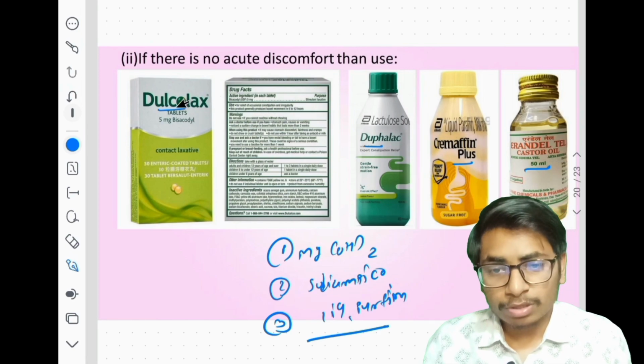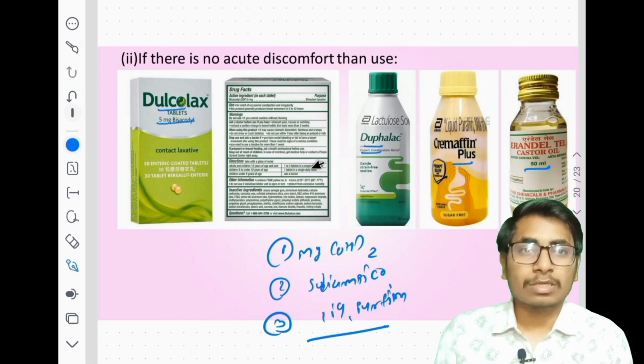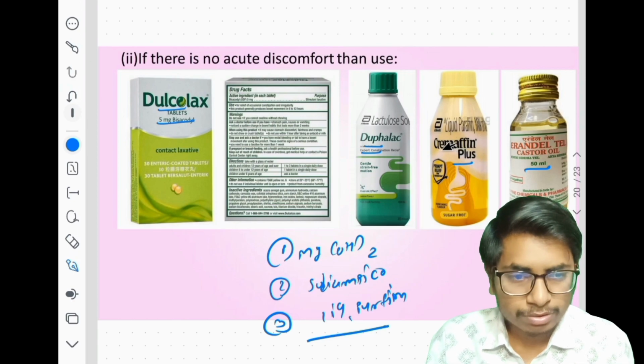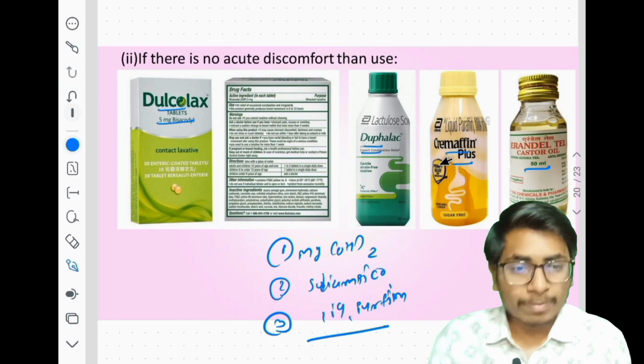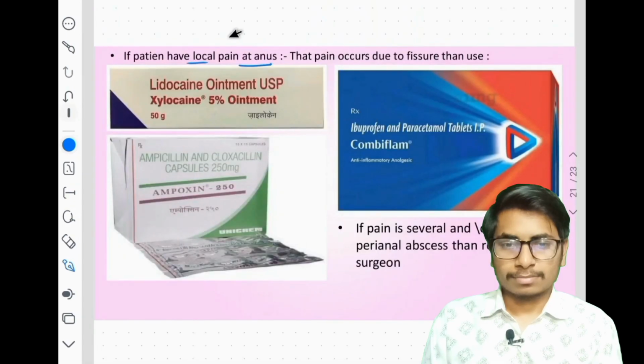Remember, first we can only use tablet Dulcolax or syrup Dufalac. Then if it does not work, we can use Cremafin Plus, and if Cremafin Plus also does not work, then we can use castor oil.